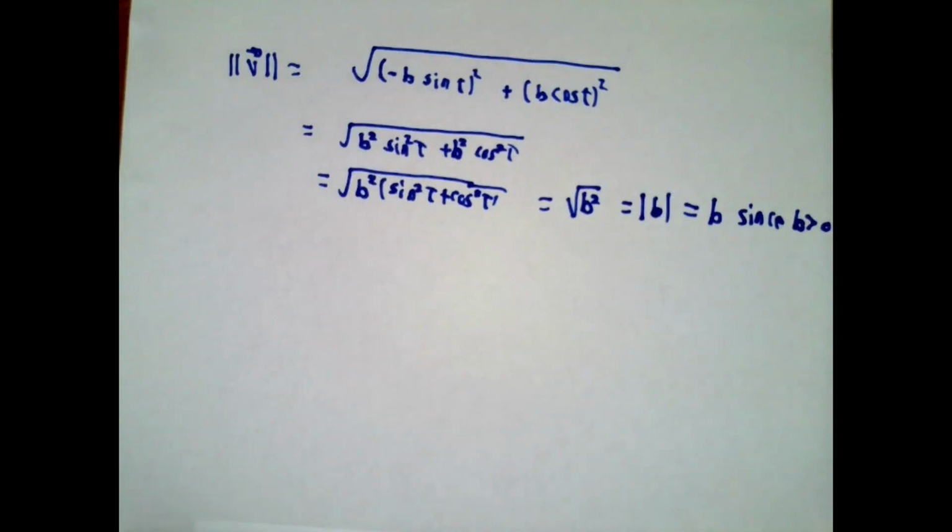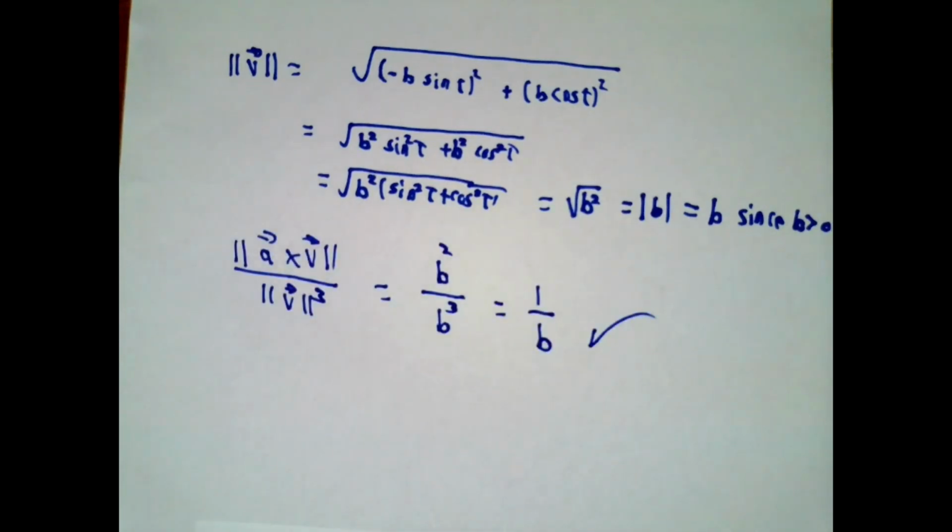This is direct, though. Take the non-zero components of the velocity vector, square them, add them up. The z component would add 0 squared, so I didn't bother writing that. b is positive since it's the radius of a circle, so the magnitude of v, the speed, is just equal to b in this case. Putting this into our formula for the curvature, the magnitude of a cross v divided by the cube of the speed is b squared divided by b cubed.